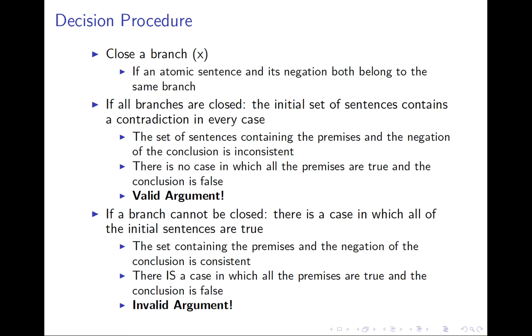Conversely, if a branch cannot be closed, that means that there is a case in which all of the initial sentences are true. So, the set containing the premises and the negation of the conclusion is consistent, thereby implying that there is a case in which all the premises are true and the conclusion is false. This case is a counterexample to the argument, proving that it is invalid.